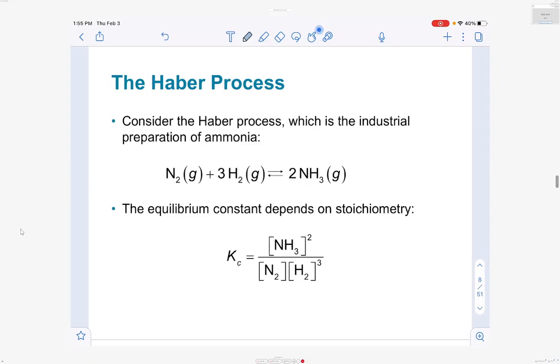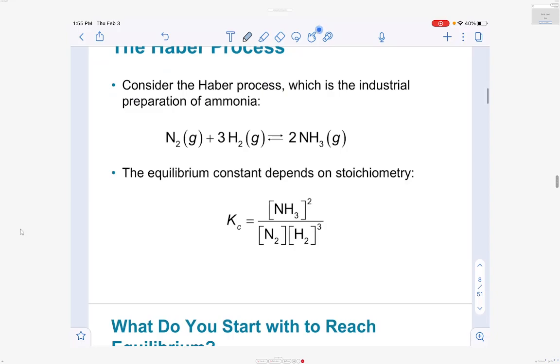Since the equilibrium constant, another way to label Keq is Kc, they're the same thing. Since the equilibrium constant is product concentration over reactant concentration, the equilibrium constant for the Haber process will have such an equation: concentration of products over concentration of reactants.